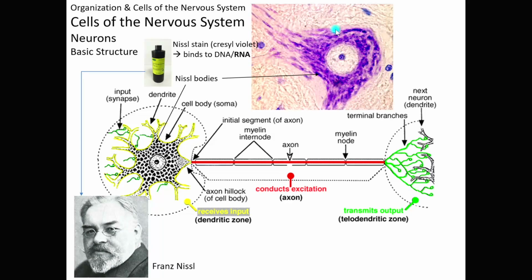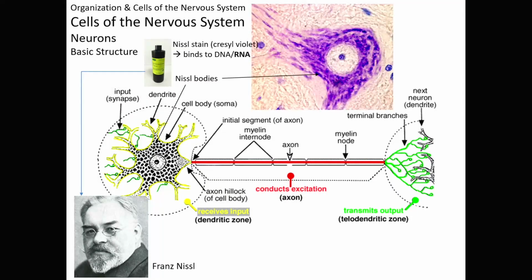But of course, this leads to a question. You've got these purple structures here that are binding to this Nissl stain. And we know that Nissl stain binds tightly to RNA. So then the question becomes, well, what the hell are these things? They're obviously these RNA-rich structures in the cell body, but what are they?